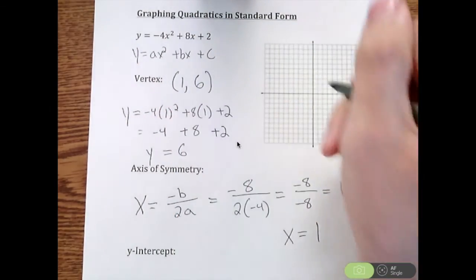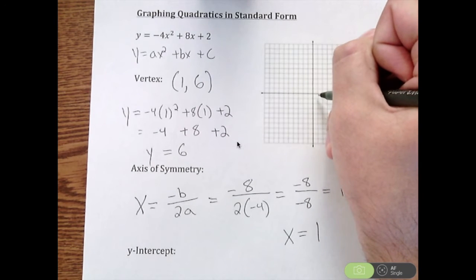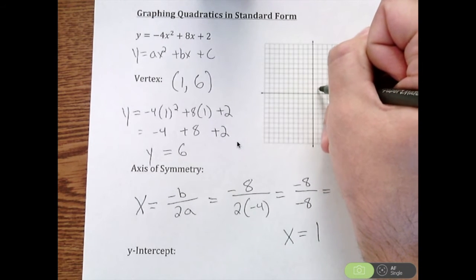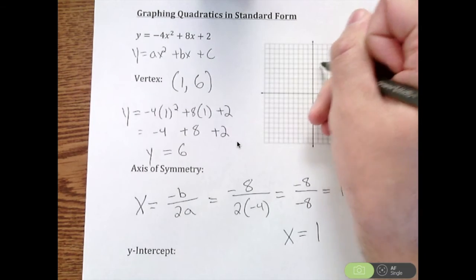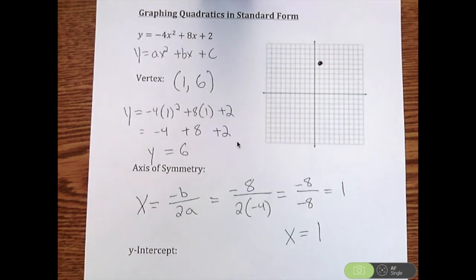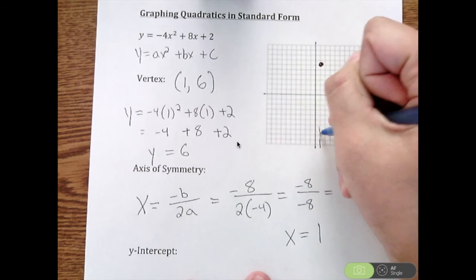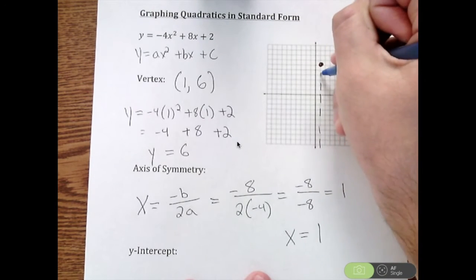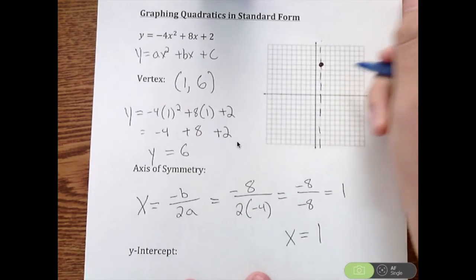So once I know my vertex, I'm going to go ahead and plot this. So we're going to go to x equals 1, y is 6. Now again, remember we already know our axis of symmetry. It goes right through our vertex. So there's that piece.